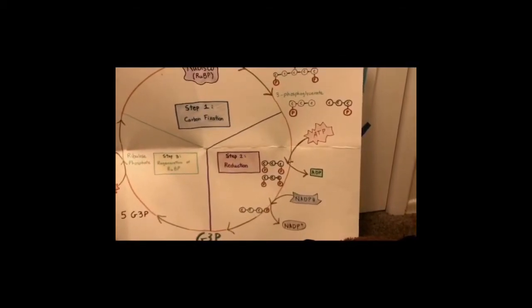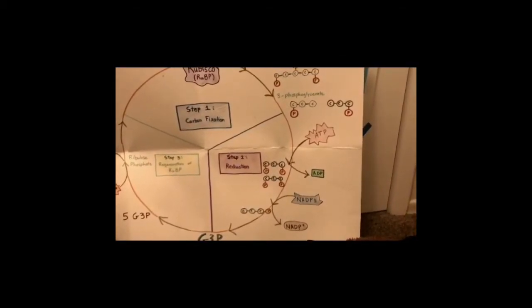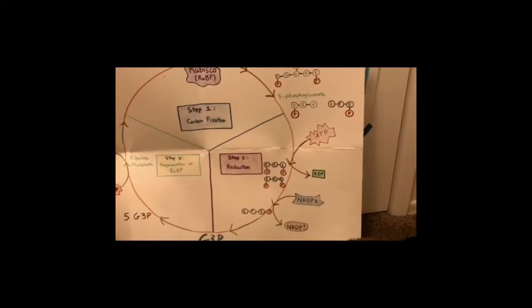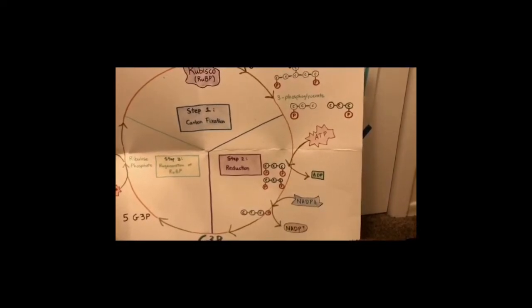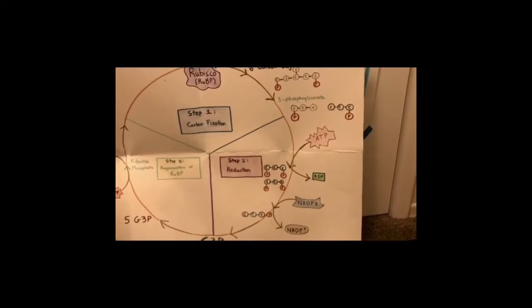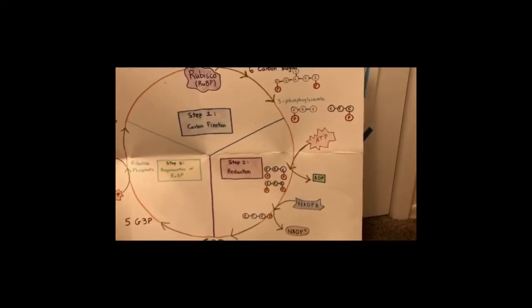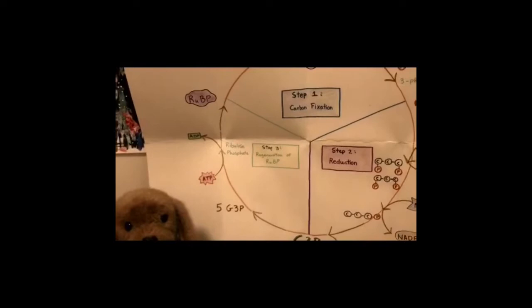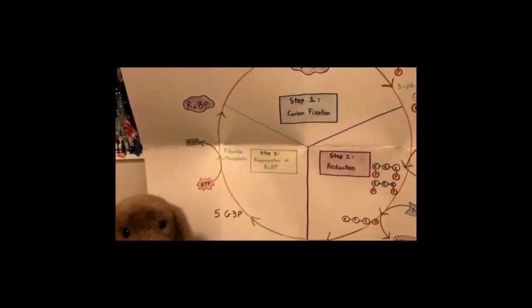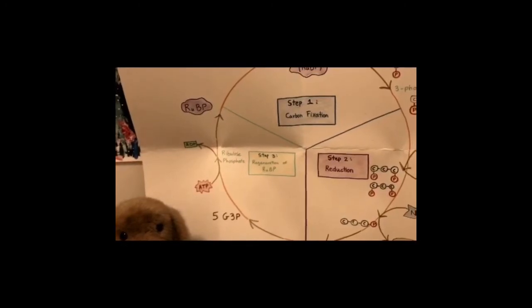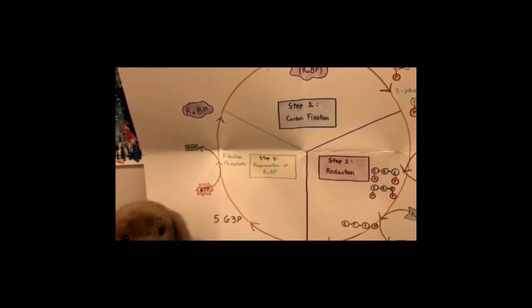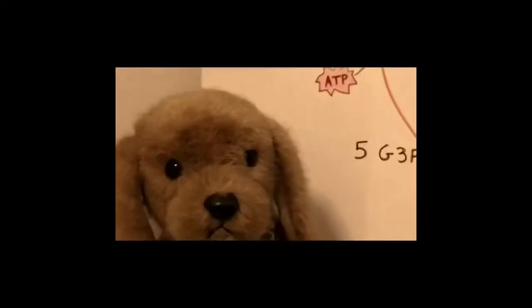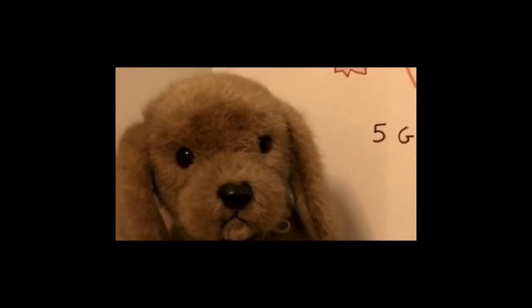Step number 2 is reduction. ATP and NADPH are used to convert 3-PGA into molecules of a 3-carbon sugar. NADPH will then donate electrons and reduce 3 carbons to make G3P. Now stay with me, folks. The third and last step is regeneration. Some G3P molecules will go on to make glucose, while others get recycled to regenerate the RuBP acceptor. That's it, folks. I hope you enjoyed.